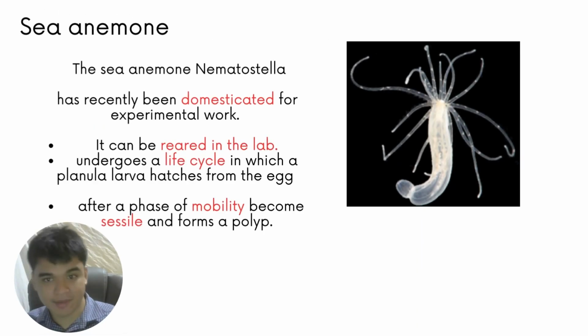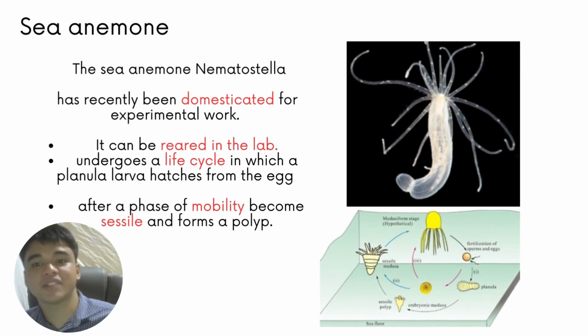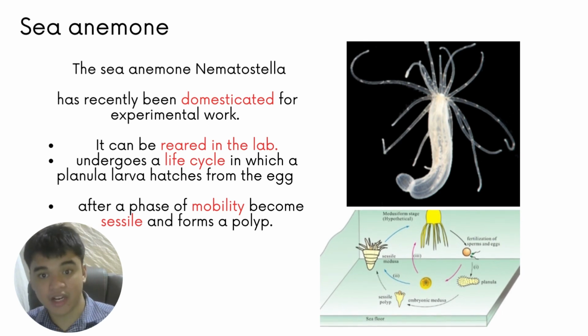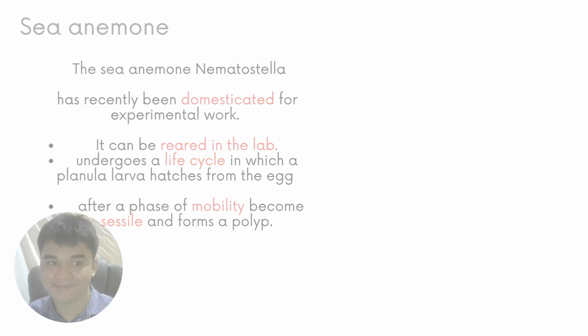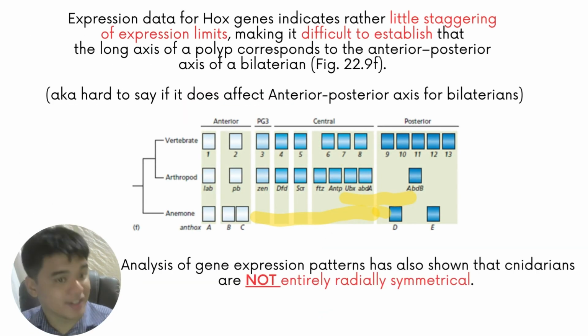And now we have the sea anemone, specifically Nematostella. They have been domesticated for lab work, so it can be reared in the lab, of course. It can do its complete life cycle and have a phase of mobility and a sessile phase, as you can see on the right side. And they're specifically used for regenerative work. And now we go back here. So we know now? We sure? We know what we're doing?